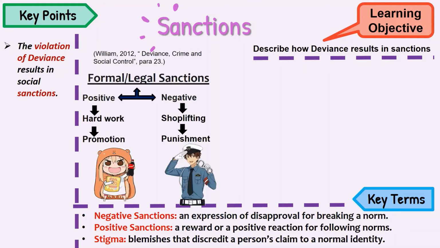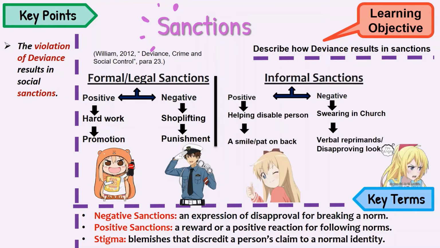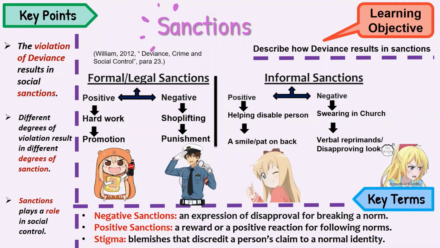Formal sanctions are ways to officially recognize and enforce norm violation. On the positive side, an employee may receive a bonus for increasing the profits of their corporation, while someone who commits a crime may be arrested or imprisoned. Informal sanctions, on the other hand, emerge in face-to-face social interaction. For example, swearing loudly in a church may draw a disapproving look or even verbal reprimands, whereas behavior that is seen as positive, such as helping a disabled person, may receive positive informal reactions, such as a smile or praise. So, different degrees of violation result in different degrees of sanction. And both types of sanction play an important role in social control because they can serve as an encouragement for people to follow or as a bad example for people to avoid.